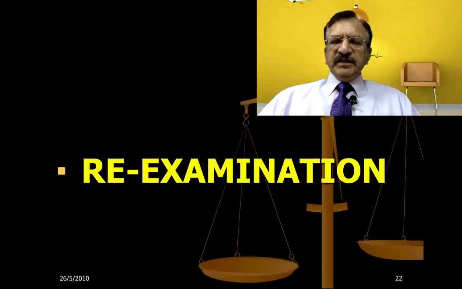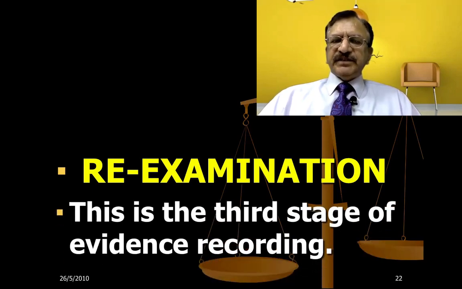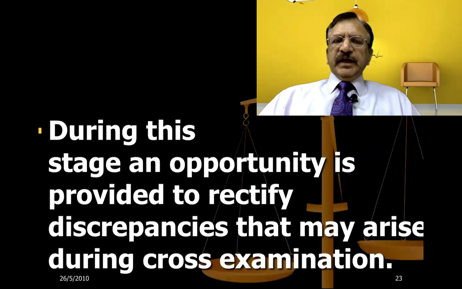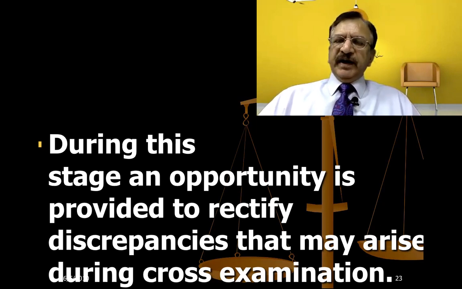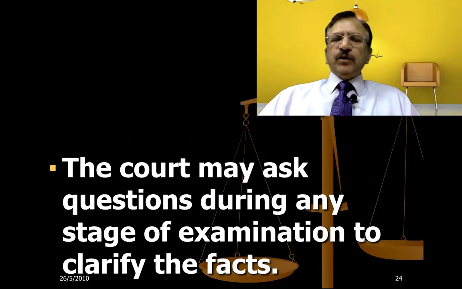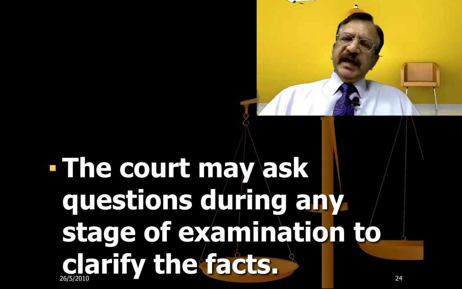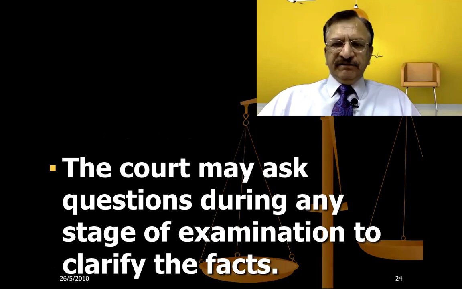Then the re-examination is the third stage of the evidence recording. During this stage, an opportunity is provided to rectify the discrepancies which arise during the cross-examination. For example, if there is some gross discrepancy which can harm the case, then that discrepancy can be rectified by the counsel who has presented the witness. It is also important that the court may ask questions during any stage of examination to clarify the facts.